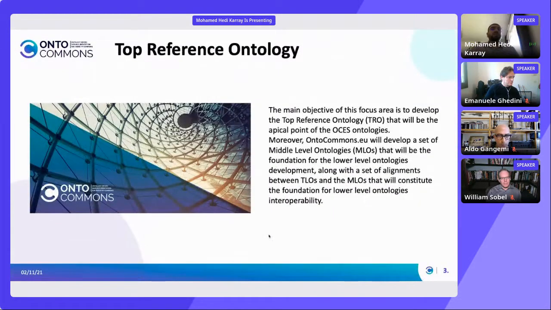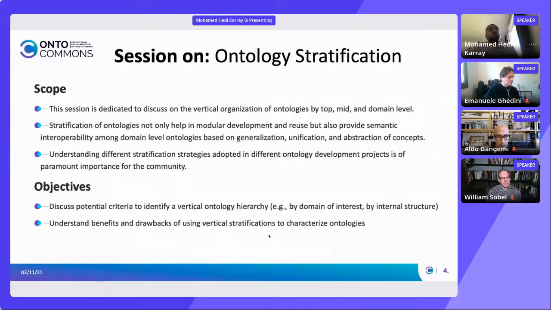The scope of this presentation is the top reference ontology focused area of Ontologies Commons. The main objective is to develop the top reference ontology that will be an apical point of the Ontologies Commons ecosystem, in which we'll develop a set of middle-level ontologies that will be the foundation for the lower level ontologies development. The scope of this session is more about discussion on the vertical reorganization of ontologies by top, mid, and domain level.